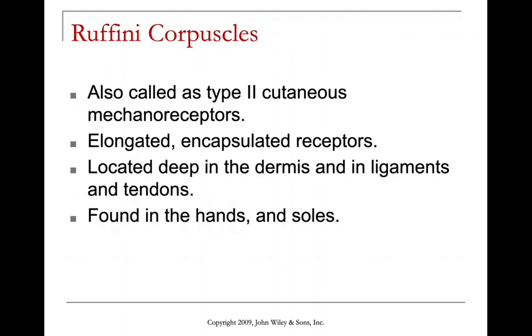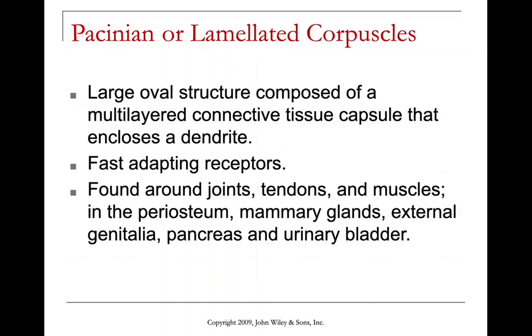Ruffini corpuscles, also called the type 2 cutaneous mechanoreceptors, they have an elongated, encapsulated receptor. They're in the deep dermis of the skin, also in ligaments and tendons. They're found in hands and soles of the feet. Your Pacinian or lamellated corpuscles, they're a large oval structure. They have multi-layered connective tissue capsules that will enclose a dendrite. They're fast-acting. They're found around joints, tendons, and muscles, in the periosteum, mammary glands, external genitals, pancreas, and urinary bladder.